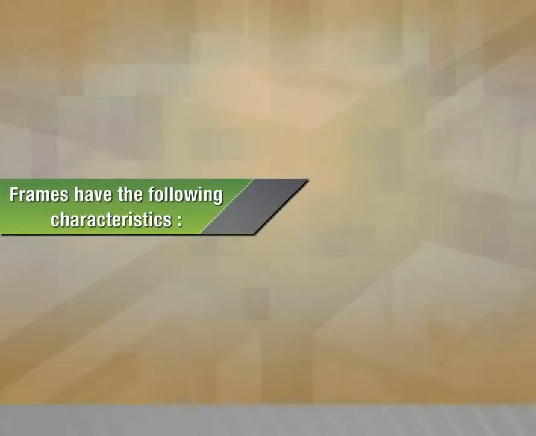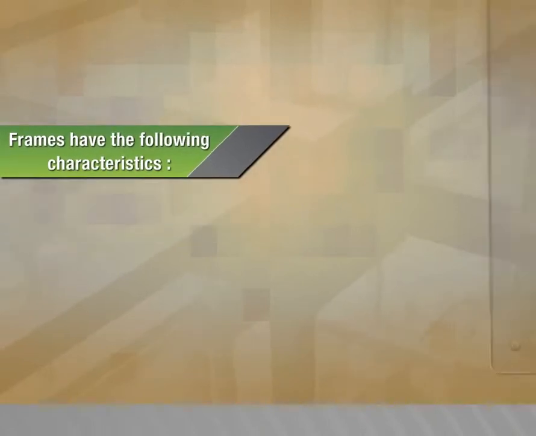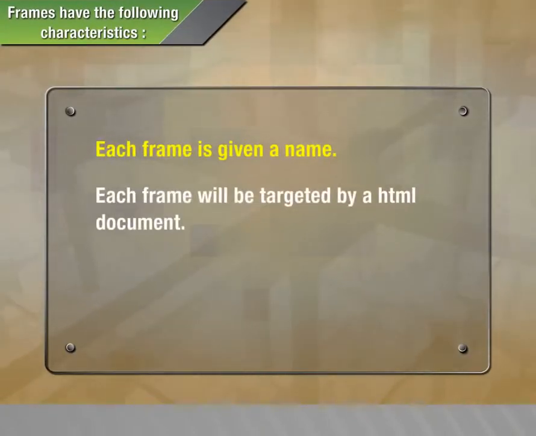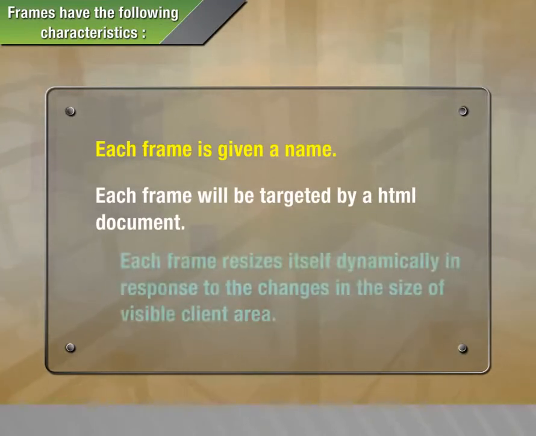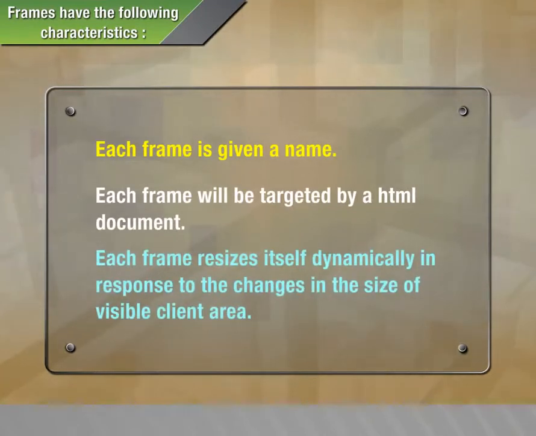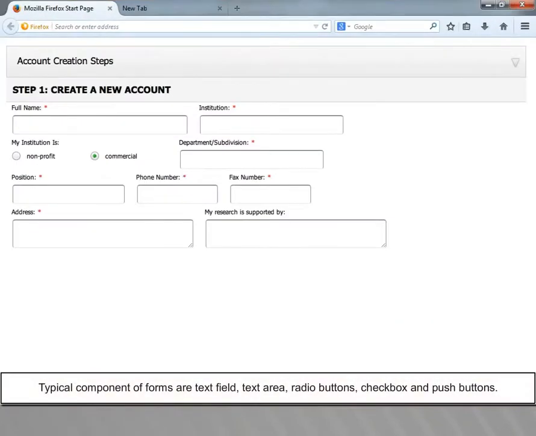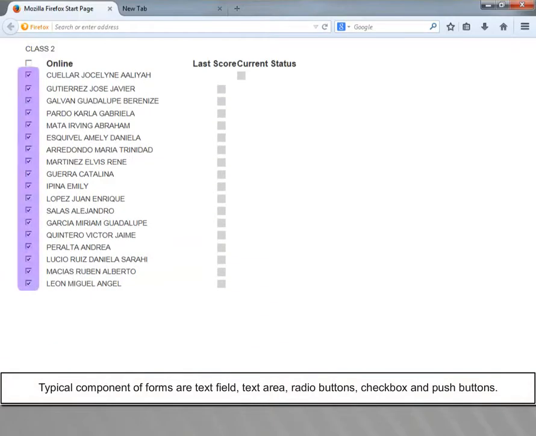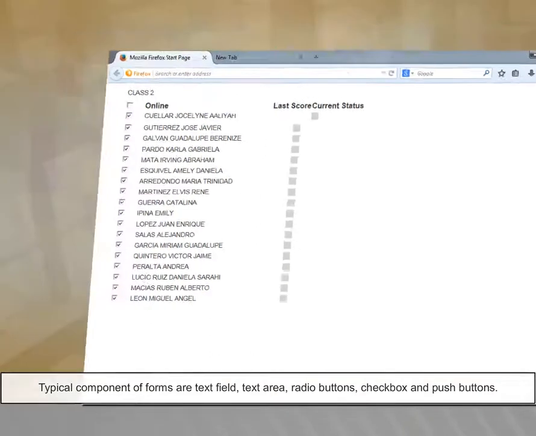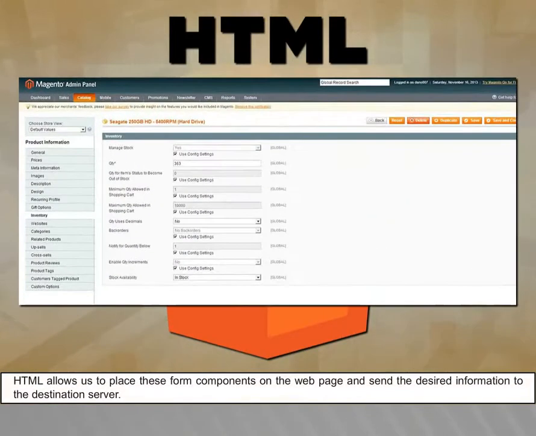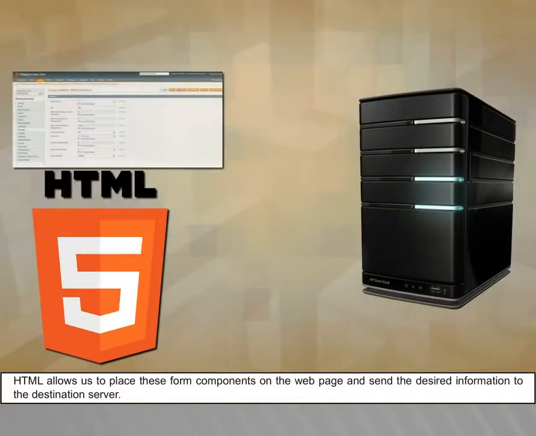Frames have the following characteristics. Each frame is given a name. Each frame will be targeted by an HTML document. Each frame resizes itself dynamically in response to changes in the size of the visible client area. Typical components of forms are text field, text area, radio buttons, checkbox, and push buttons. HTML allows us to place these form components on the web page and send the desired information to the destination server.